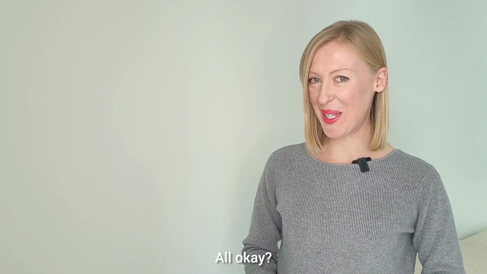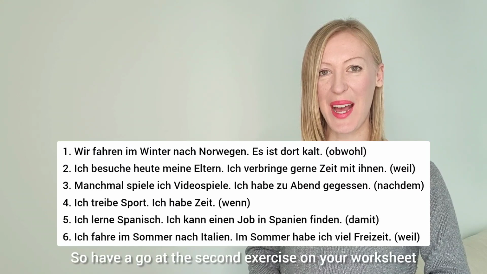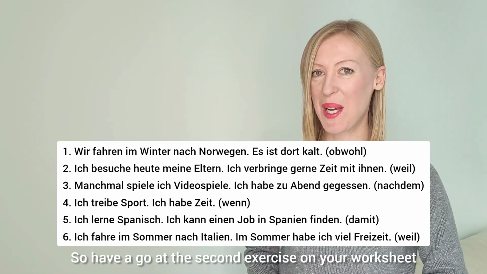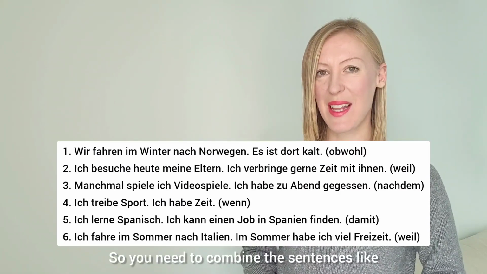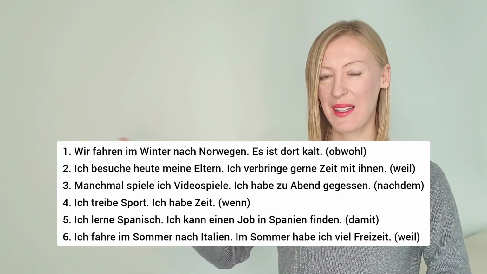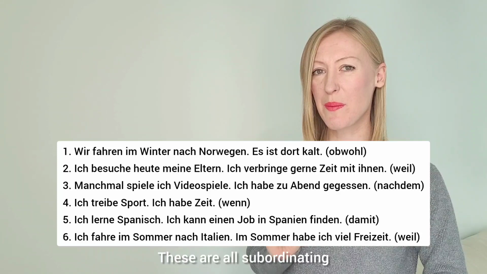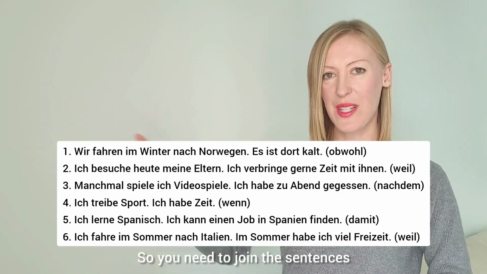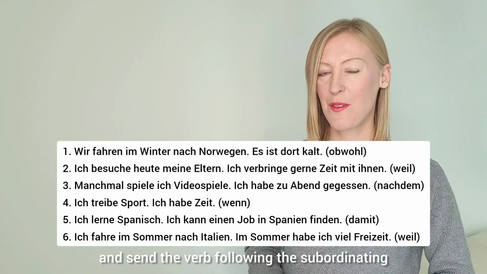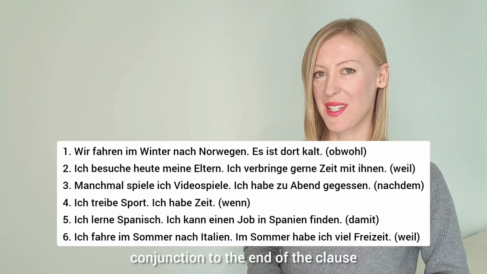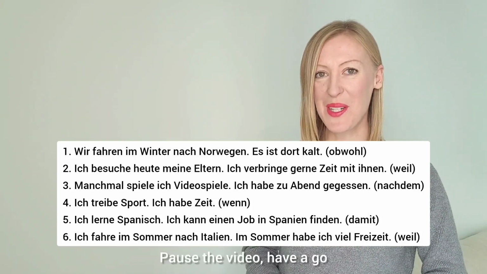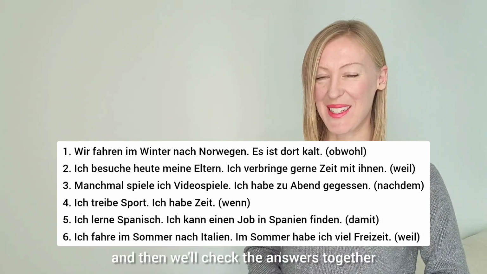Alles klar? All okay? So, have a go at the second exercise on your worksheet. So, you need to combine the sentences like we've just been doing. There's 2 sentences and there's a conjunction in brackets. These are all subordinating. So, you need to join the sentences and send the verb following the subordinating conjunction to the end of the clause. Pause the video, have a go, and then we'll check the answers together.